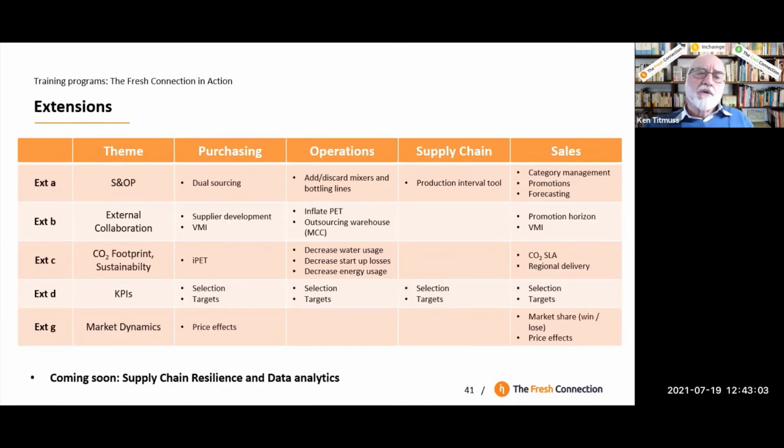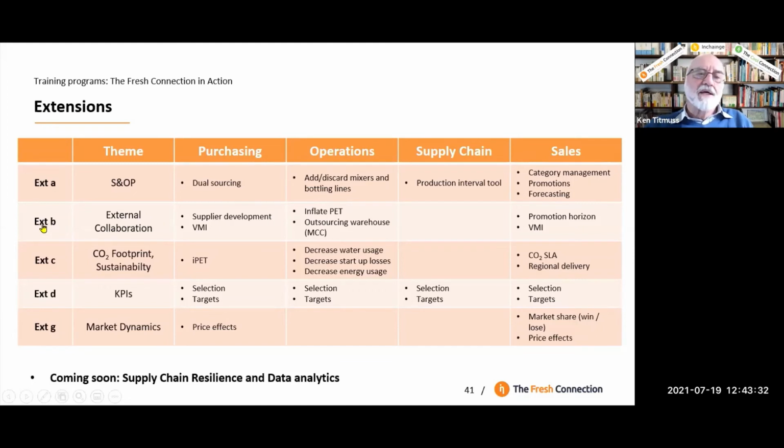On top of that, we'll then put on Extension A, which looks at sales and operations planning. So we'll maybe be able to go in and do some dual sourcing of raw materials, perhaps. In operations, we can add or discard mixers and bottling lines. And in the supply chain, there's a production interval tool in there that helps us make some decisions. And on the sales side, we can be looking at category management, promotions, and a little bit more on forecasting.